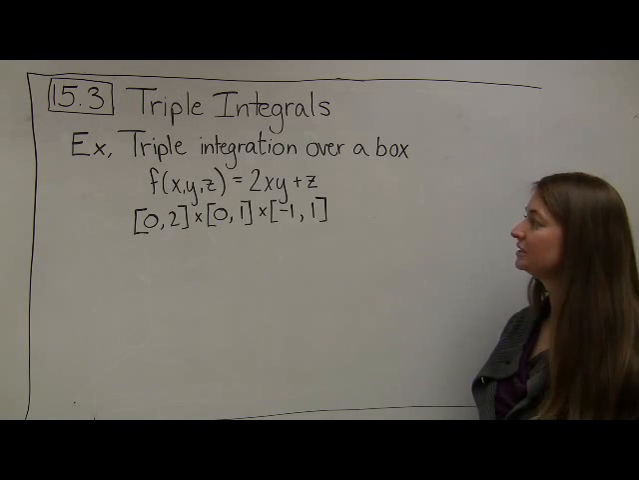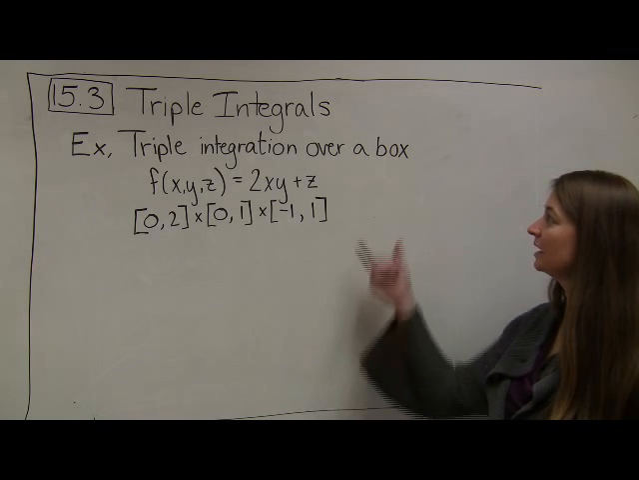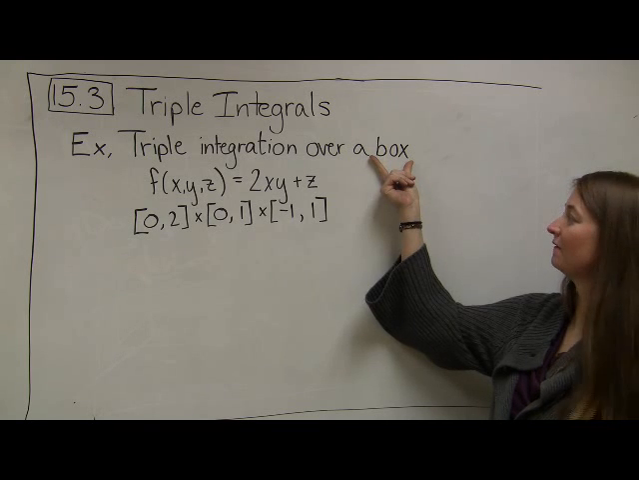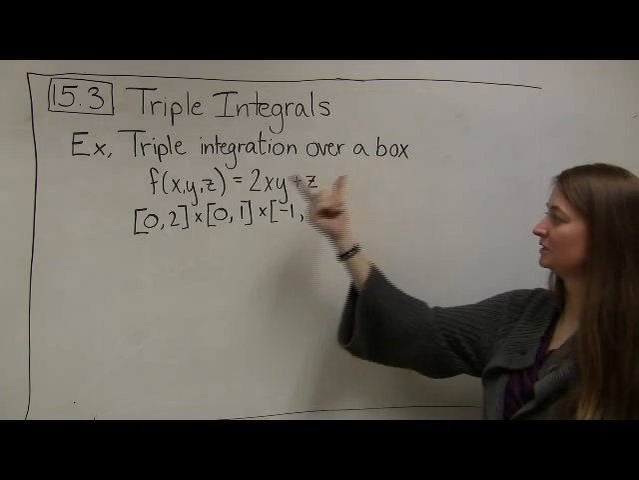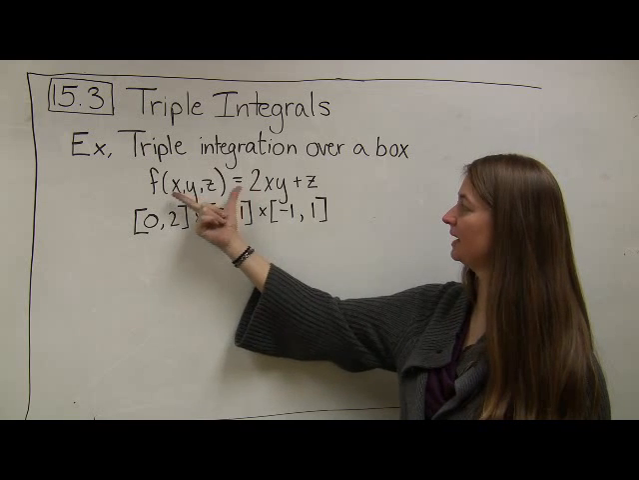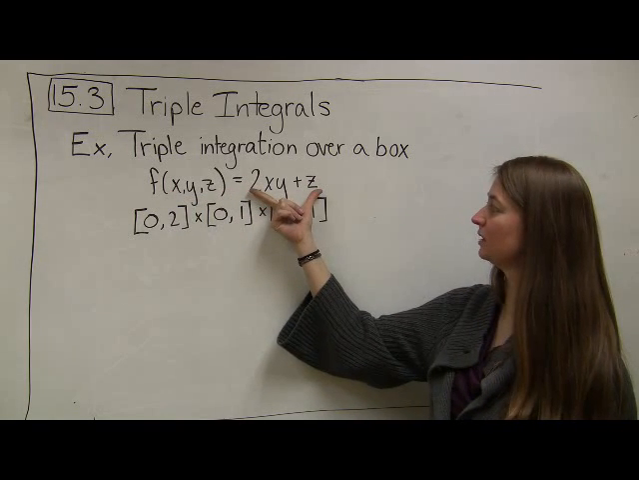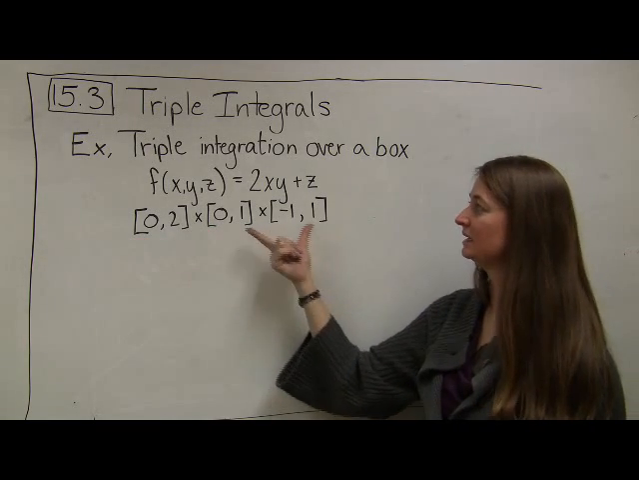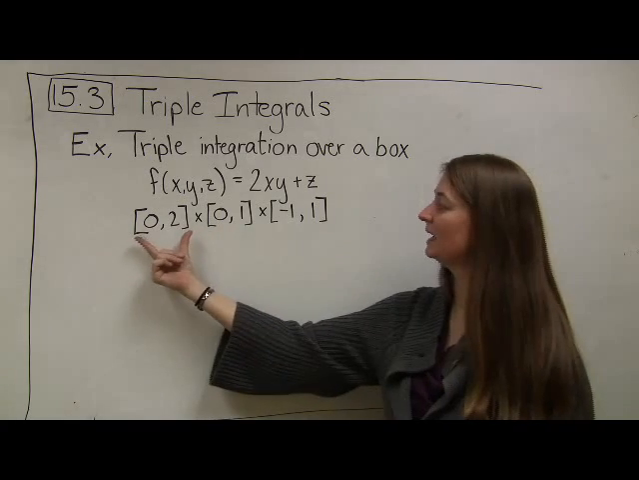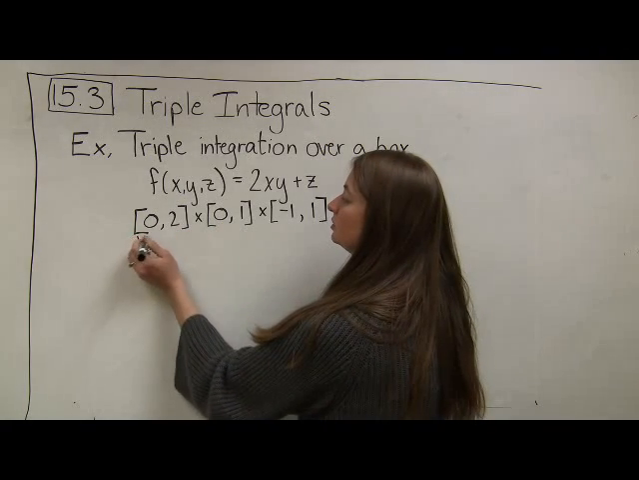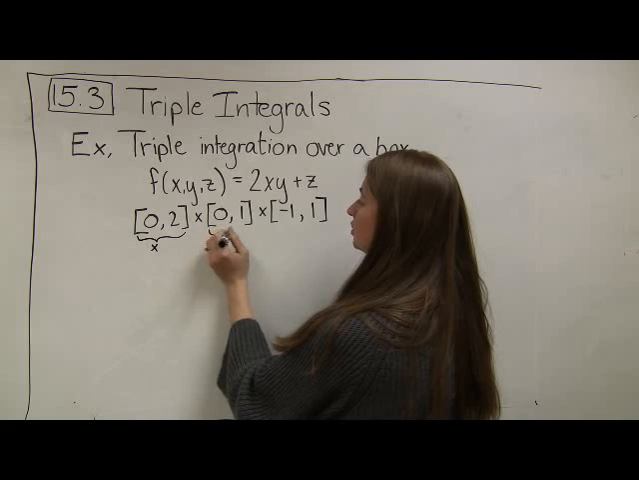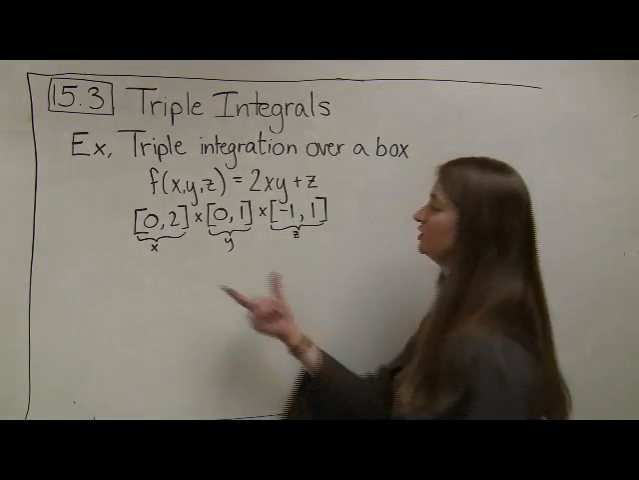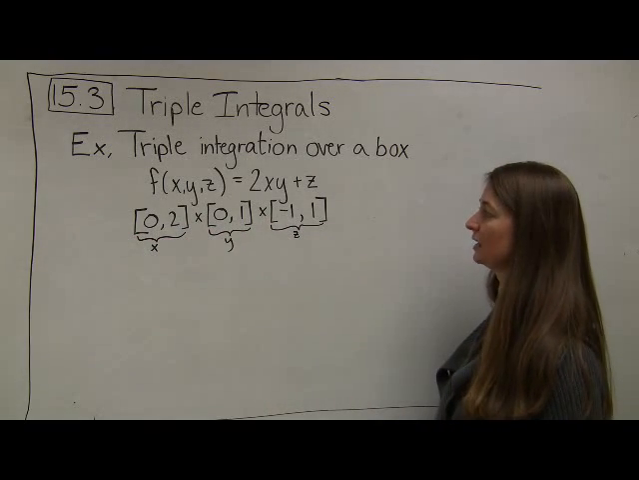Let's take a look at our first example of triple integration, and this time we're going to look where our region of integration is a box, and really I should say our volume of integration is a box. So in this case, our density function is given by f of x, y, z equals 2xy plus z, and the volume that we're integrating over is a rectangular box. So my x coordinates are going from 0 to 2, my y coordinates are going from 0 to 1, and my z coordinates are going from -1 to 1. By convention, we always write them in order x, y, z.